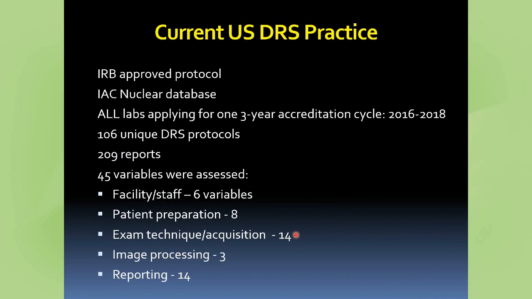So where did this data come from? I want to assure you that we're not just rummaging through your files here. We went through the IRB for this and gained approval to look at the anonymized data in the IAC nuclear database. This was all labs applying for a 1-3-year accreditation cycle from 2016 to 2018. This provided us with 106 unique institutions providing their diuretic renal scintigraphy protocols.